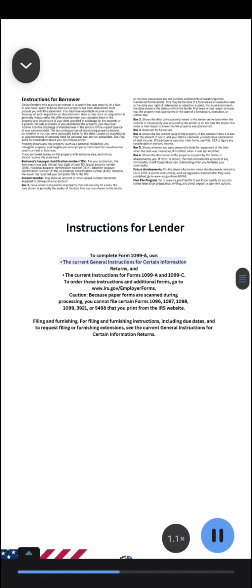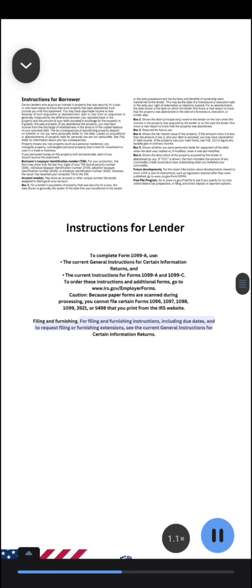Instructions for lender. To complete Form 1099-A, use the current general instructions for certain information returns, and the current instructions for Forms 1099-A and 1099-C. To order these instructions and additional forms, go to www.irs.gov/employerforms. Caution: because paper forms are scanned during processing, you cannot file certain Forms 1096, 1097, 1098, 1099, 3921, or 5498 that you print from the IRS website.